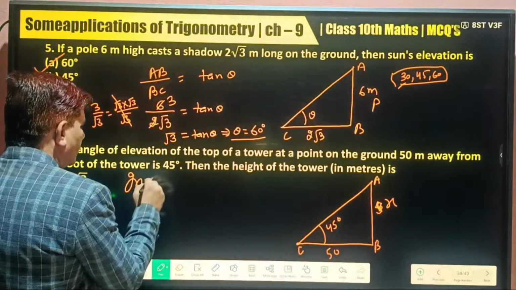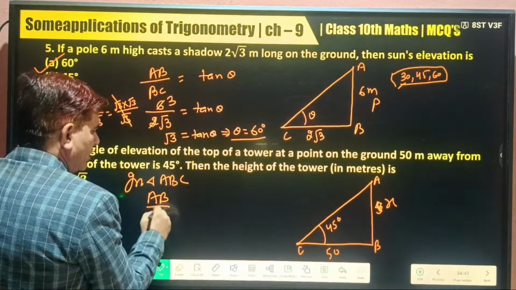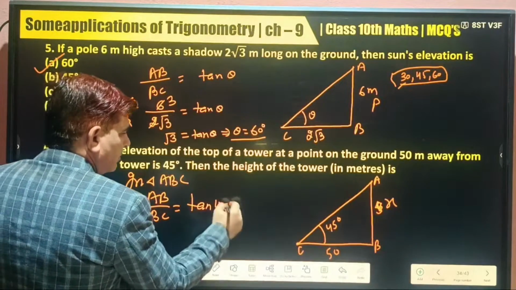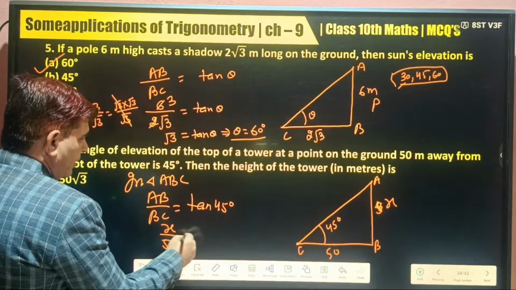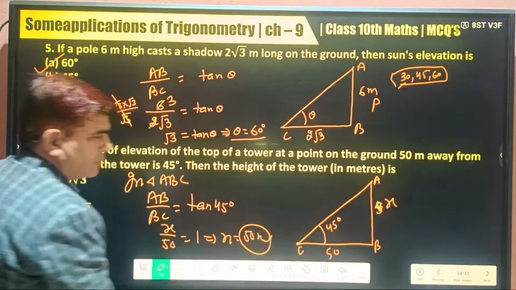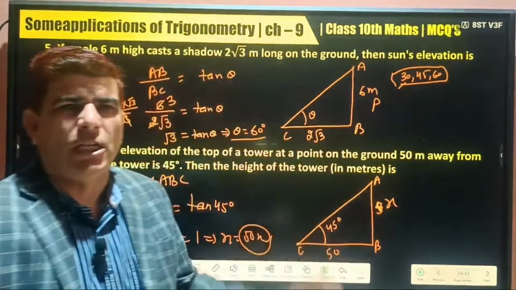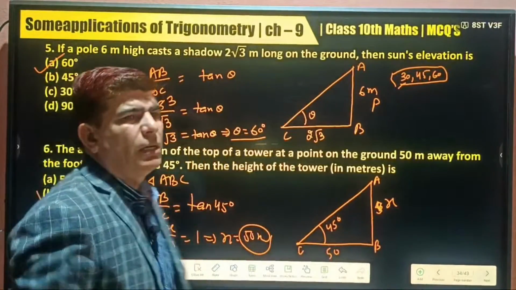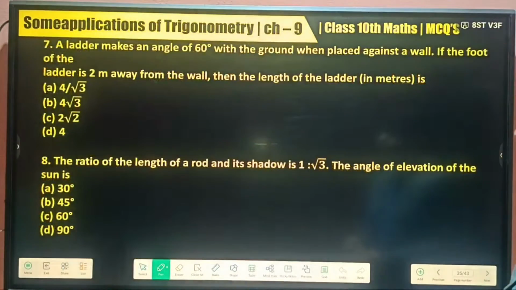So what can we say? In triangle ABC, AB by BC is equal to tangent 45 degree. What we have to find out? X by 50 is equal to 1. This implies X is equal to 50 meter. In this type of question, if the angles are the same, it means perpendicular and base are the same. So what's your answer? B is your answer. Understood? All are very easy.